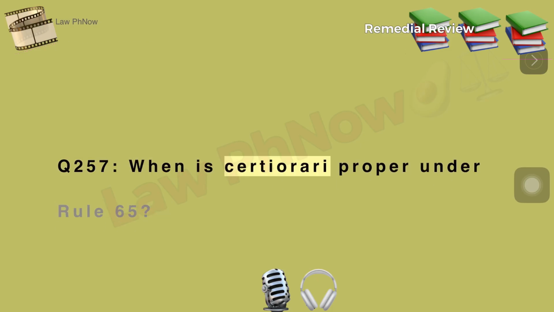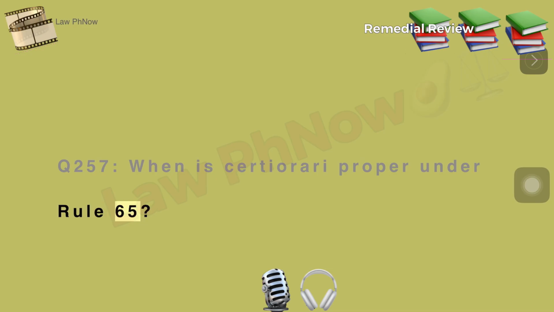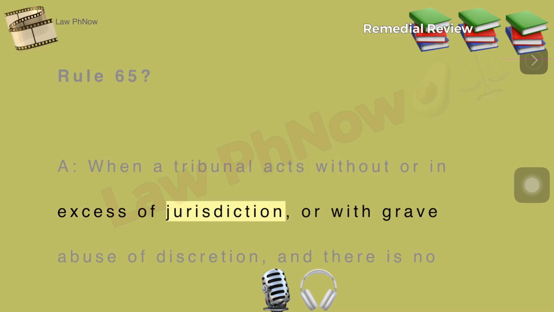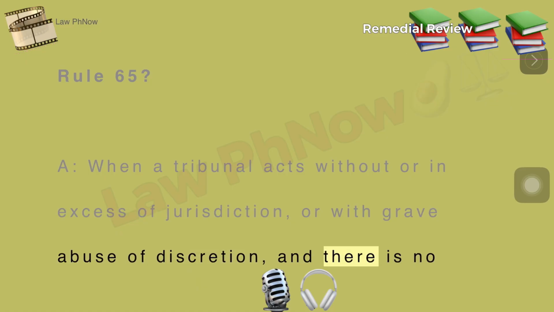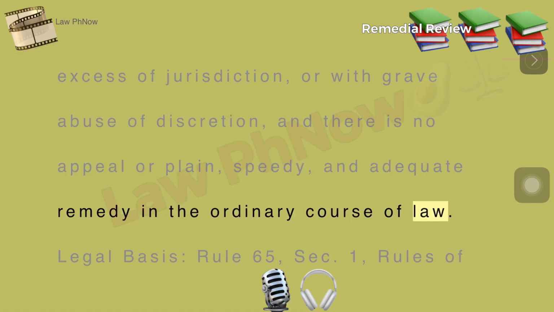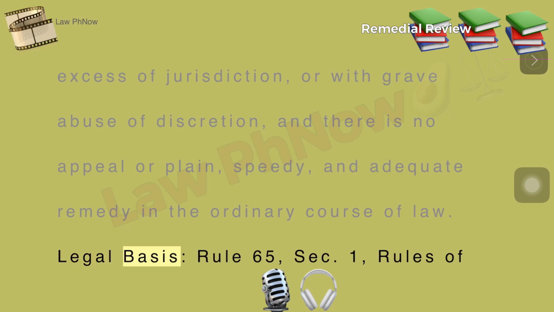Q257. When is certiorari proper under Rule 65? A. When a tribunal acts without or in excess of jurisdiction, or with grave abuse of discretion, and there is no appeal or plain, speedy, and adequate remedy in the ordinary course of law. Legal basis: Rule 65, Section 1, Rules of Court.